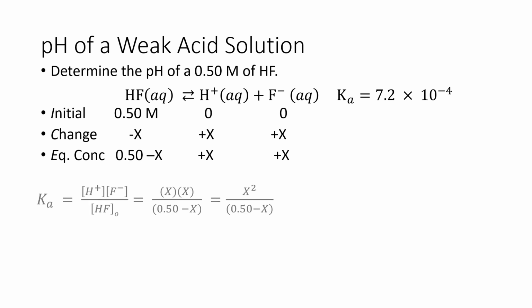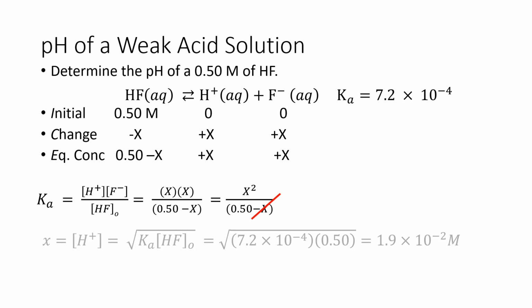Here, we can insert the equilibrium concentration terms into the Ka expression. And because HF is a weak acid, we can approximate that the minus X term in the denominator can be ignored. Solving for X, and thus the concentration of H+ at equilibrium, gives us 1.9 times 10 raised to the minus 2 molar.